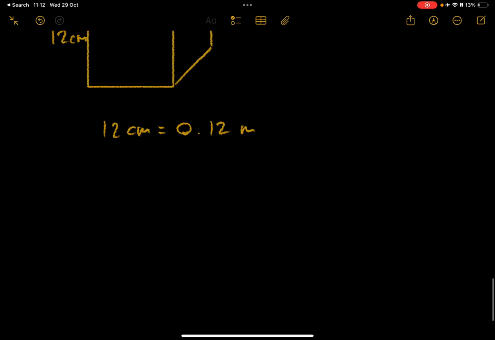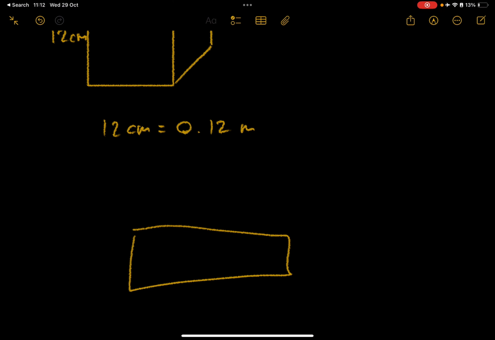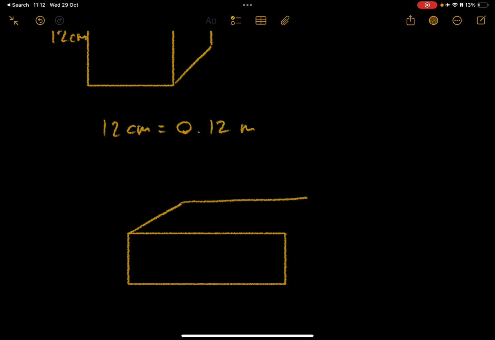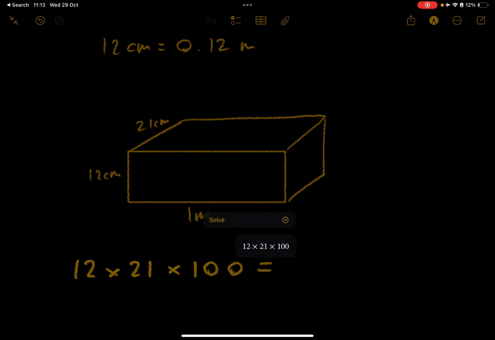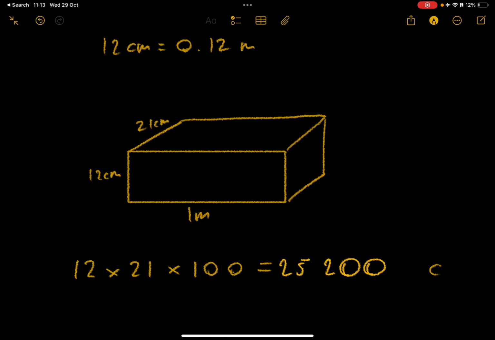Other thing as well, small detail, is you may be given cuboids. Okay, so for example, that's a cube, fine, but you might be given, I don't know, 1 meter here. This might be 12 centimeters, obviously not to scale, and this one might be 21 centimeters. And then if you're going to get the volume in cubic centimeters, you're going to have to do 12 times 21 times 100. And that will get us the volume in cubic centimeters.